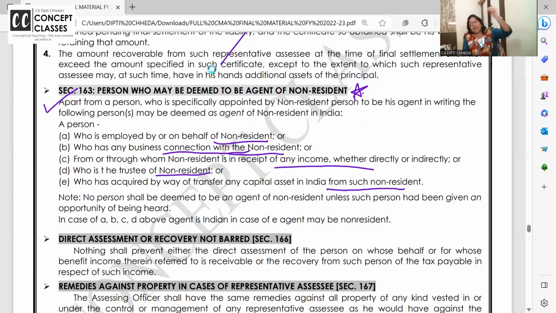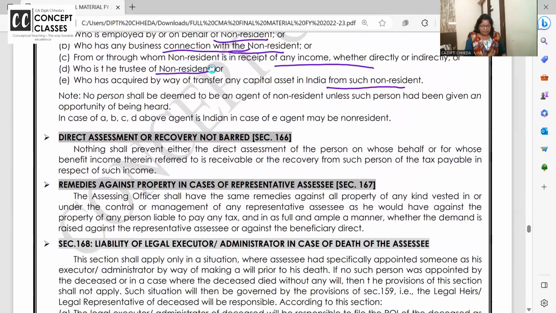So the non-resident is abroad, but has sold the property in India through an agent, then whoever that person is, the person shall be deemed to be the agent of the non-resident unless such person has been given an opportunity of being heard. Okay? So those who come from foreign to India, purchase, sell, maintain stock, make dispatches, all these people are called agents of the non-resident and they need to pay the tax.